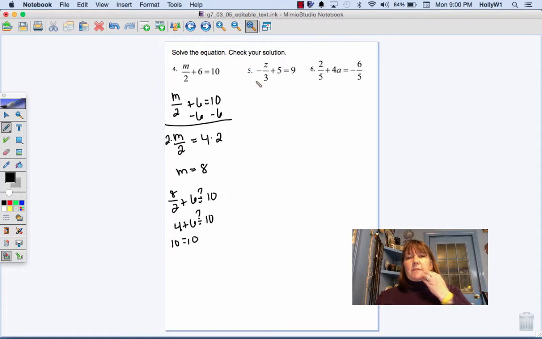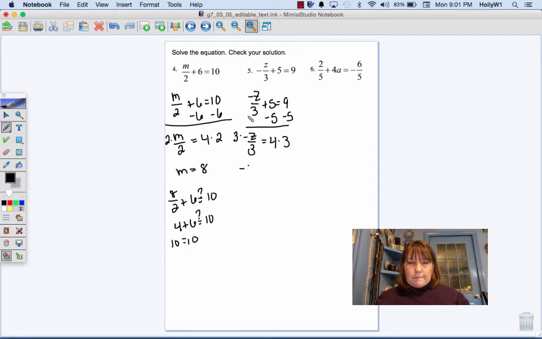All right, negative z thirds plus 5 is equal to 9. I'm going to subtract 5 from both sides. I end up with negative z thirds is equal to 4. Since this is negative z divided by 3, I'm going to multiply by 3 because that's the opposite. So these cancel out, and I end up with negative z is equal to 12.